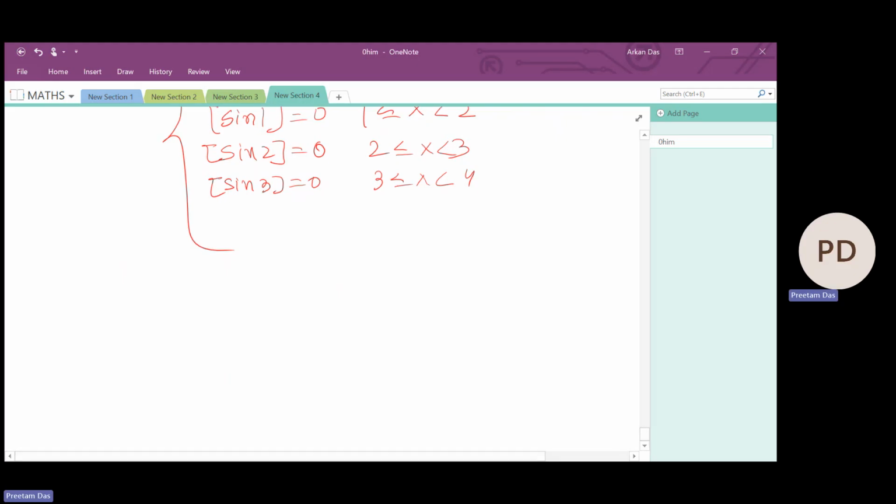Now, as soon as you cross this boundary, 4 less than or equal to x less than 5, now you are properly in the third quadrant. Sign is negative, so minus 0 point something. Sine 4 will be minus 1. And up to this value.